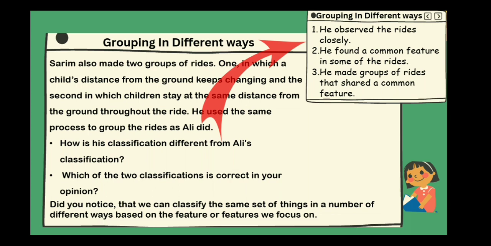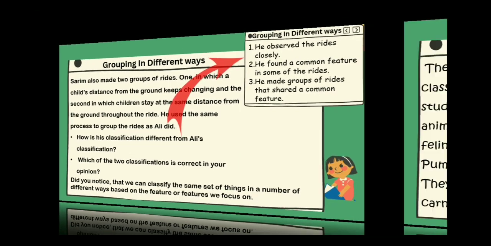Both of them are correct. They have used different features, and based on the common feature, they have made their groups. Did you notice that we can classify the same set of things in a number of different ways based on the feature or features we focus on?